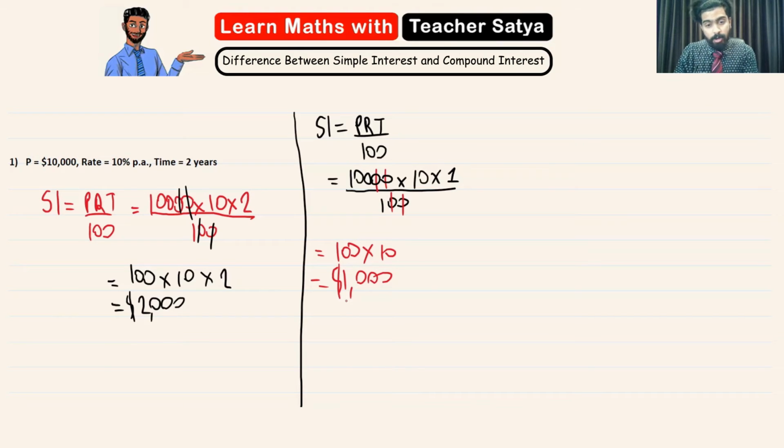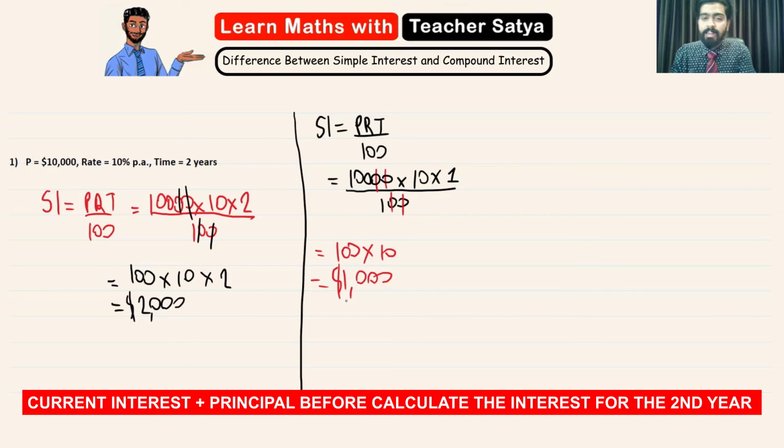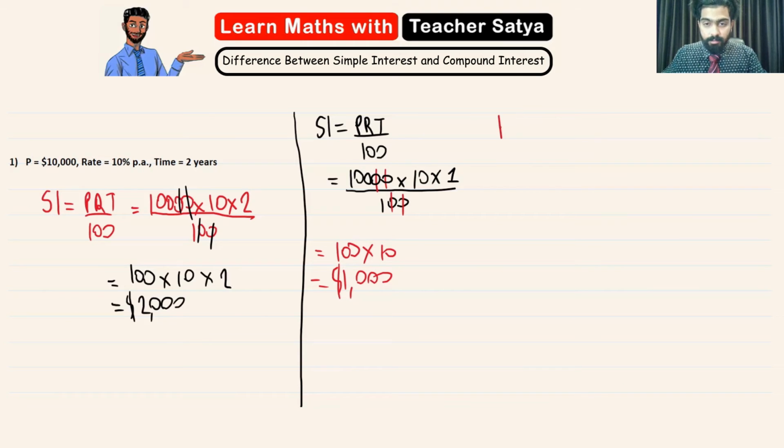But in compound interest, what will happen is we will take this interest and add it with the principal before we calculate the interest for the second year. So what it means is that the new principal will be equal to 1,000 plus 10,000, where 1,000 is the interest for the first year and 10,000 was our principal. So the new principal will be $11,000.